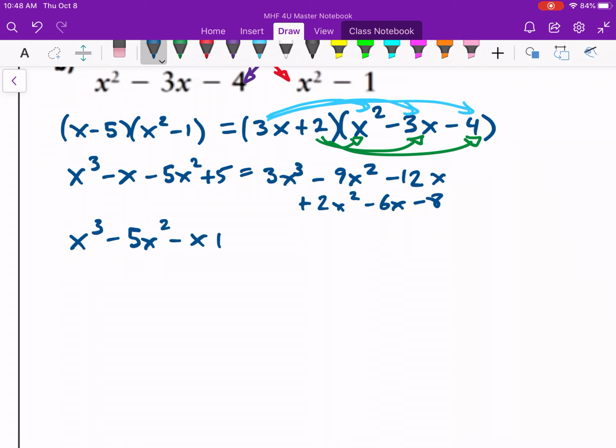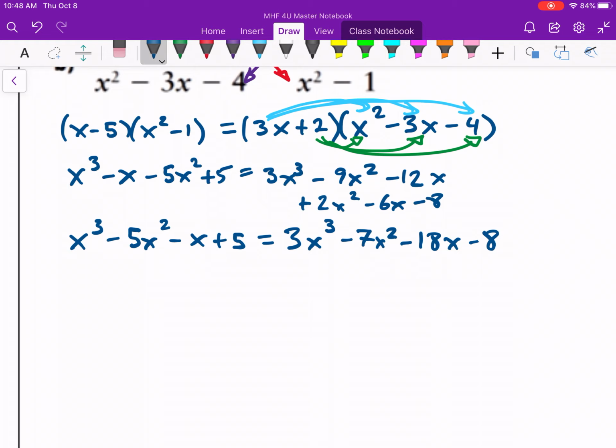Minus x plus 5. So really it was just rearranging as far as that side goes. And on the right side, I've only got the 1x cubed, but I do have a couple x squared, so it should become minus 7x squared. And I got a couple x's, so it becomes minus 18x minus 8. Okay, so now it's been simplified.